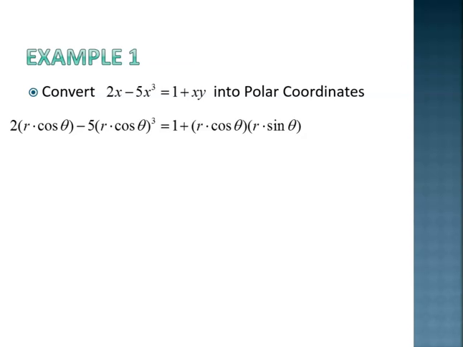then look what we have here. We have 2r cosine theta minus 5r cosine theta, the whole thing cubed, equals 1 plus r cosine theta, r sine theta. Okay, so we'll just try to combine some terms and simplify it as much as we can. So 2r cosine theta minus 5r cubed cosine theta cubed, 1 plus r squared cosine theta sine theta. Now I know it looks a little bit as if we might distribute, but remember these are all just one term. I've just written r times cosine theta, but it's really just r cosine theta, r sine theta. So you can group those together. r times r is r squared.